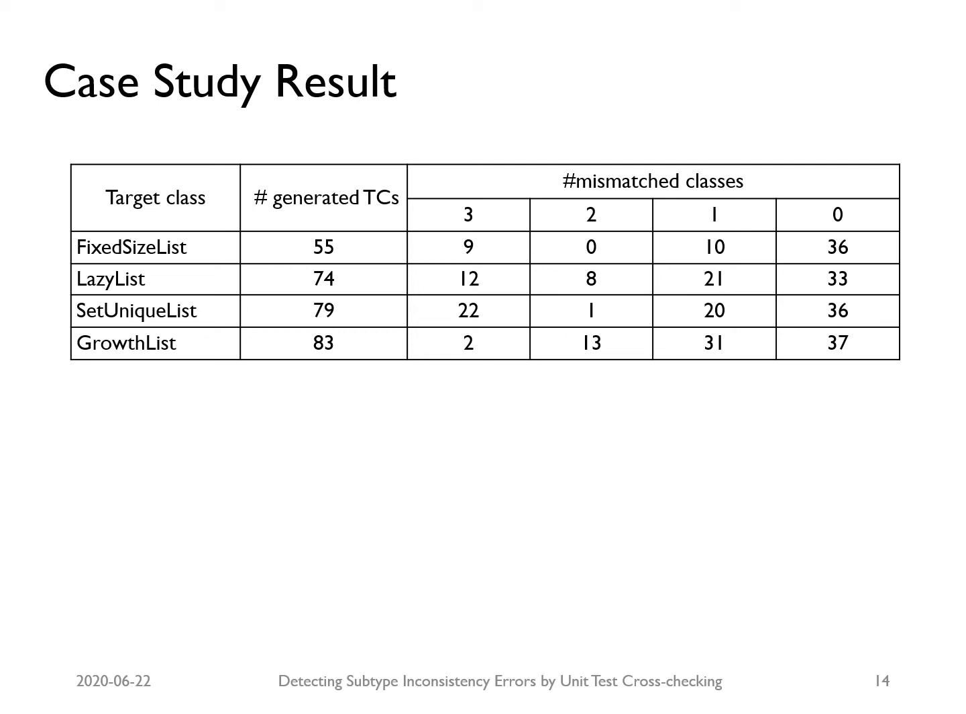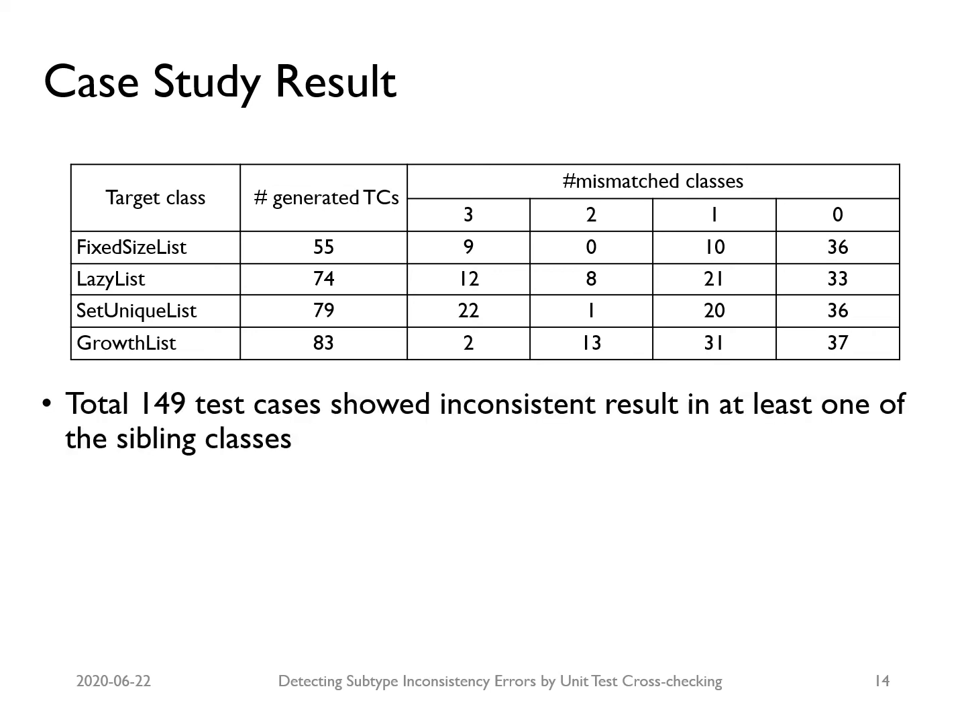In the second column, it shows the number of generated test cases for each of the child classes. And in the third column to the sixth column, it shows the number of test cases that show inconsistent results between the original class and the result in 0 to 3 sibling classes. Among the 291 generated cases, 149 tests had at least one inconsistent result.